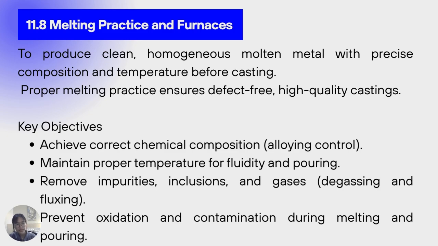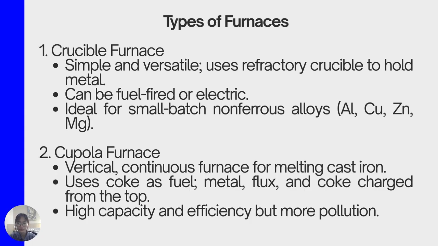Melting practice involves all the steps needed to produce clean, homogeneous, and properly alloyed molten metal before casting. It plays a crucial role in determining the quality, mechanical properties, and consistency of the final casting. The main objectives are to achieve the correct chemical composition, maintain optimal temperature for fluidity, and remove impurities, inclusions, and dissolved gases. Fluxes are added to trap oxide and slag, while degassing agents eliminate gases like hydrogen that can cause porosity.